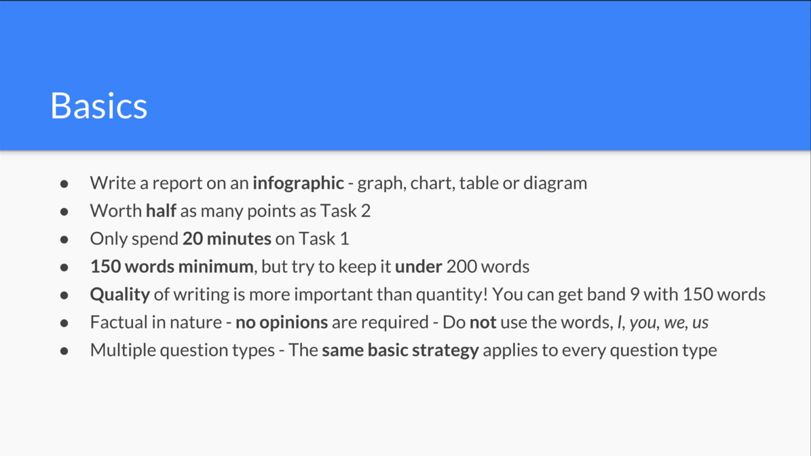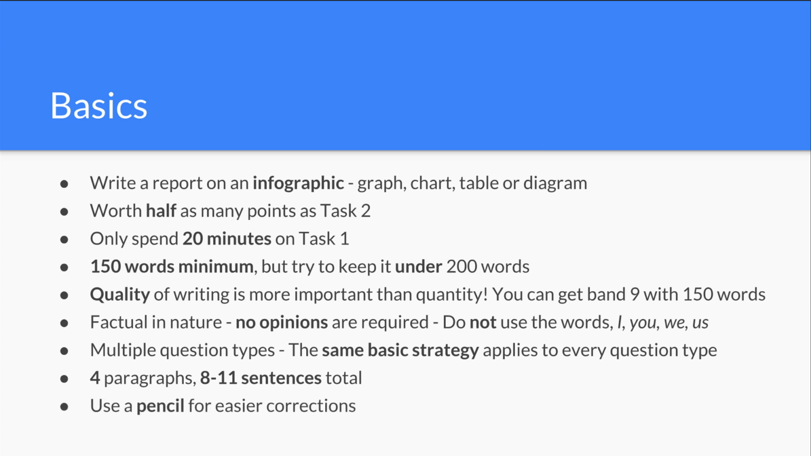Next, you may see several different types of questions on the Task 1 essay. However, I want you to note that the same basic strategy applies to every single question type. So the basic strategy that I'm going to teach you in this course does not change for any type of question. So you can use the same strategies for answering any type of question. Now in the Writing Task 1, you will have to write 4 paragraphs and a total of 8 to 11 sentences. Finally, I suggest that you use a pencil so that you can make easier corrections in your essay.